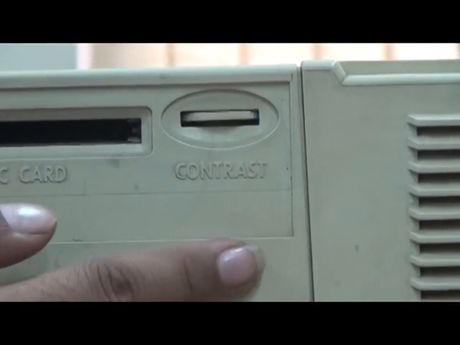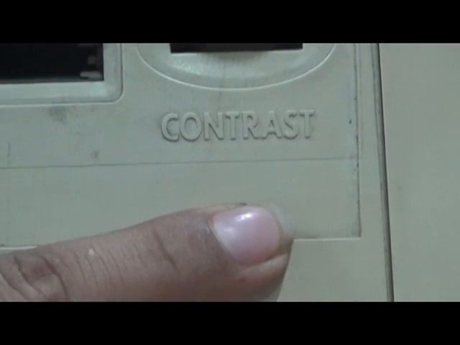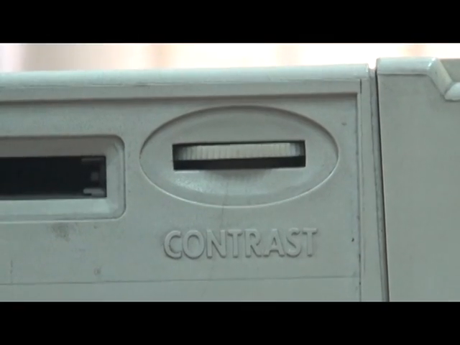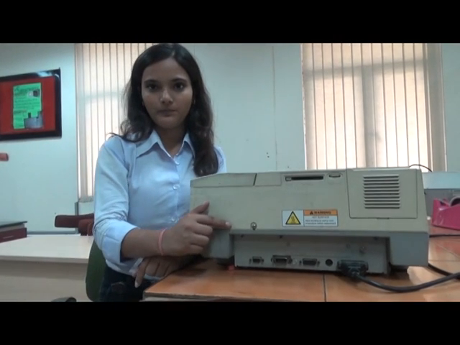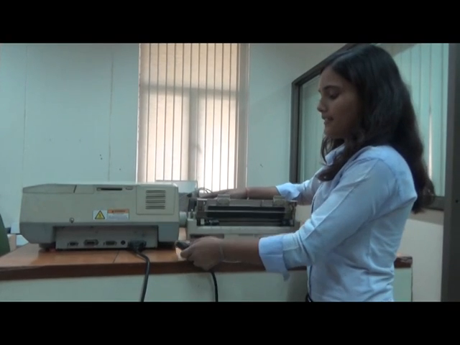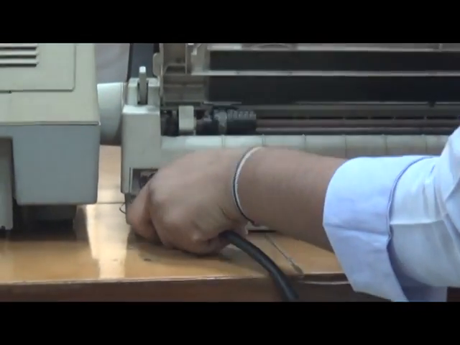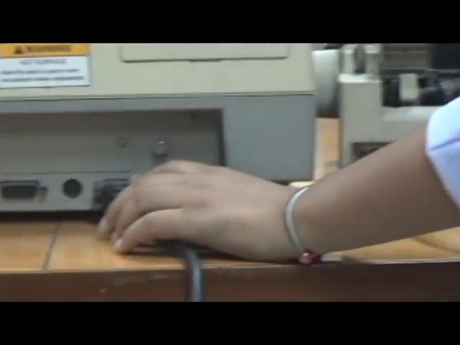This is called the contrast adjustment knob. This adjusts the contrast on the LCD unit screen. This is all about the right side view of the spectrophotometer. This is how the printer is connected to the spectrophotometer by using the printer connector.